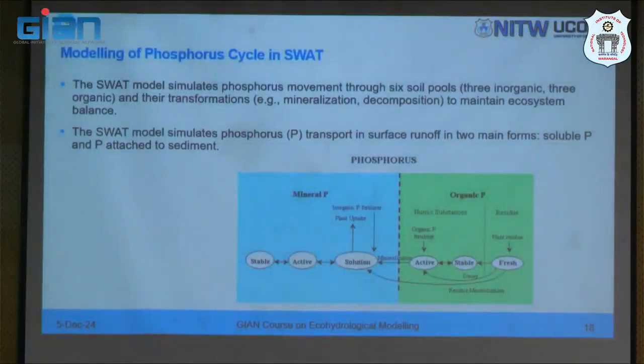Again, all these components of phosphorus are modeled within SWAT. Not going into the chemical reactions or the basic chemistry of it, but it can be represented in 6 different pools. It has organic phosphorus, and it has mineral phosphorus. Within mineral phosphorus, the plant can take up from the solution, and inorganic phosphorus fertilizer gets added in the form of solution, which moves between active and stable.